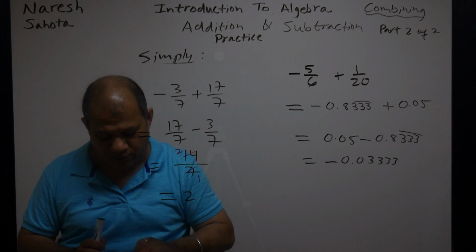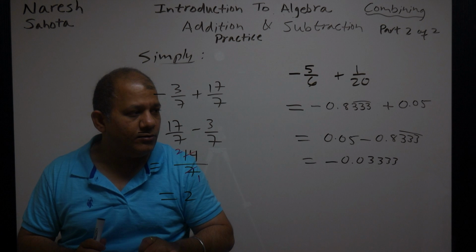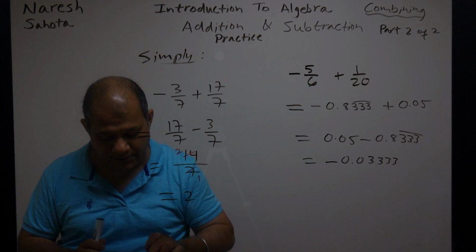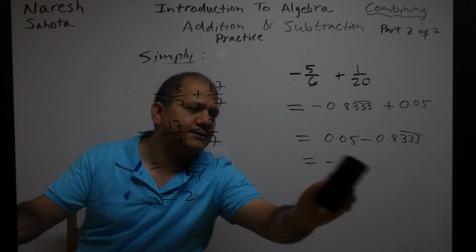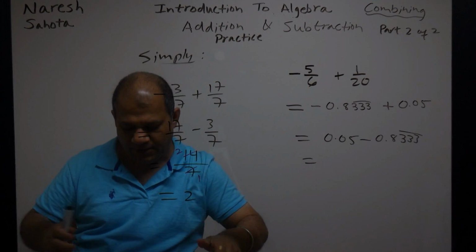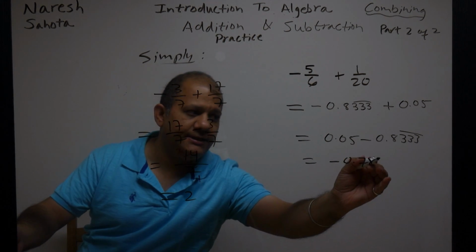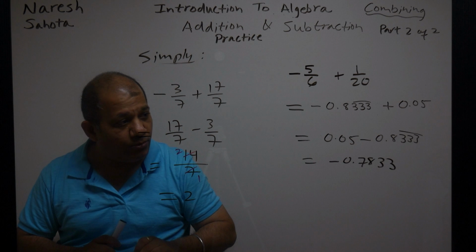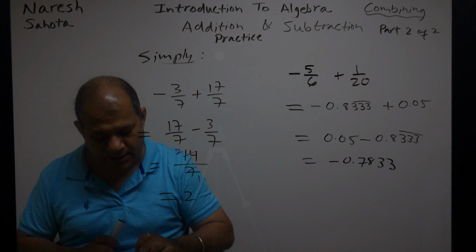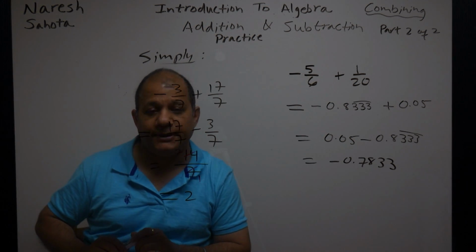Okay, so 0.05 minus 0.8333, three threes. My calculator screwed up. That didn't look right. So this is actually negative 0.7833. So 0.05 minus 0.8333, that's negative 0.7833.